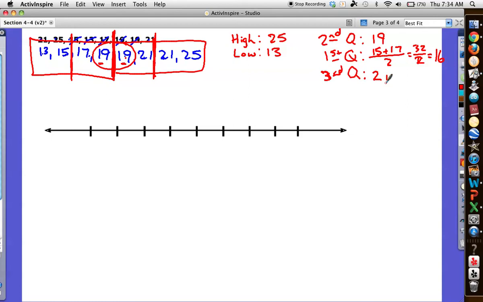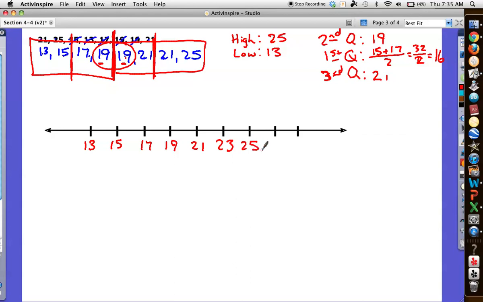Now notice what we've got. We have 2, 2, 2, 2. I had 8 numbers, so there are 2 numbers in each fourth of the data. So now I need to number my number line, okay? And I have to have all these points on here. So it's got to go from 13 to 25. I'm going to go by 2s, starting with 13, 15, 17, 19, 21, 23, 25.